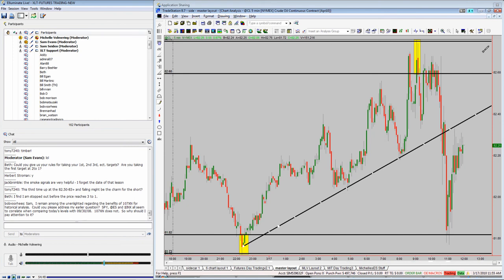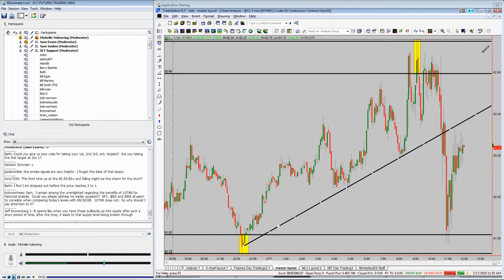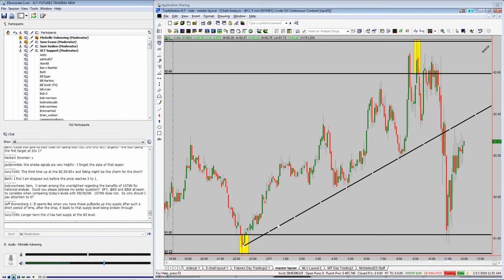Okay. Bob Voorhees was saying, I remain among the unenlightened regarding the benefits of the 107XN for historical analysis. Could you please address my earlier question? The SPY, the ES, the INX all seem to correlate when comparing today's levels with 930.08. 107XN does not, so why should I pay attention?